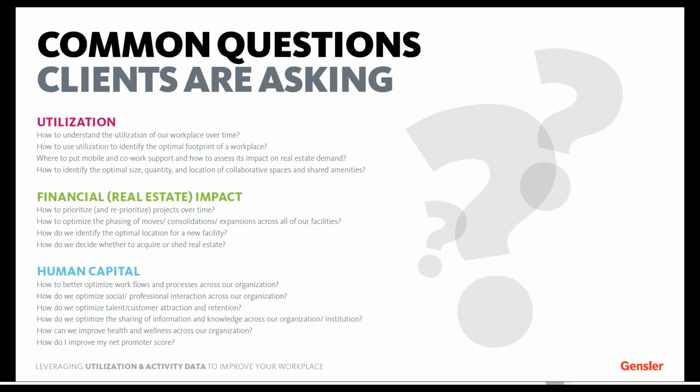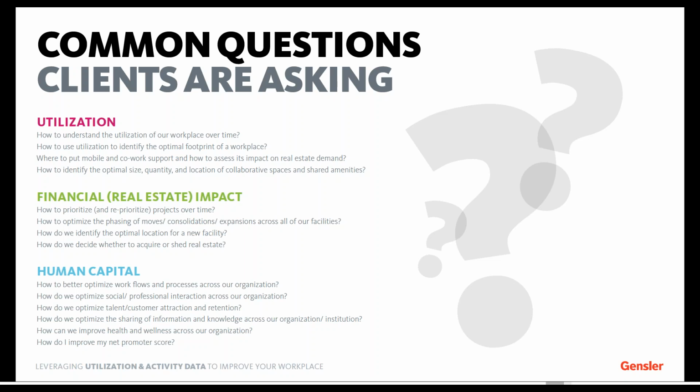Or they might be around financial or real estate impact, prioritizing capital projects over time, things like phasing, deciding whether you need to acquire or shed real estate. Or they could be about human capital, using utilization data to help optimize workflows or processes, understand things like health and wellness, maybe improve your net promoter score.